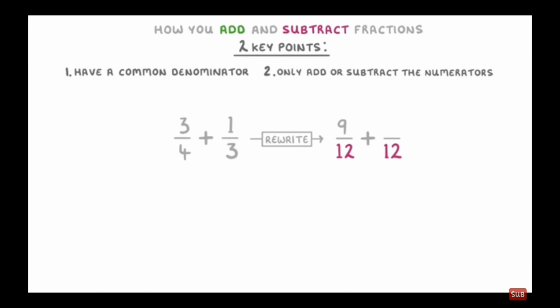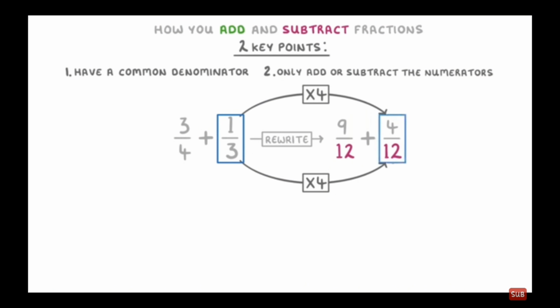Then for this other one, to get from 3 to 12, we've multiplied it by 4. So we also need to multiply the 1 by 4 to get a new numerator of 4. And again, because we multiplied the numerator and the denominator by the same number, 1/3 and 4/12 both have exactly the same value.